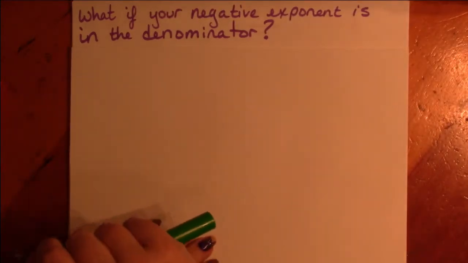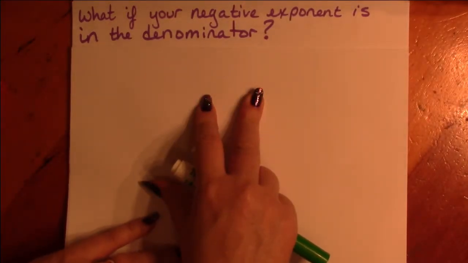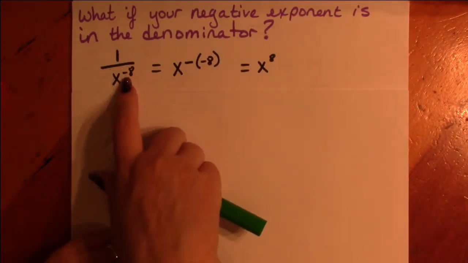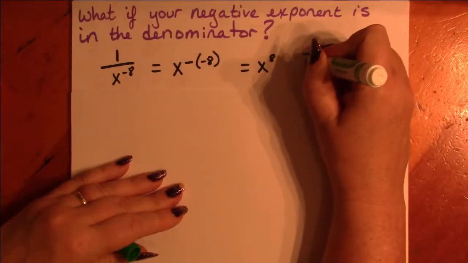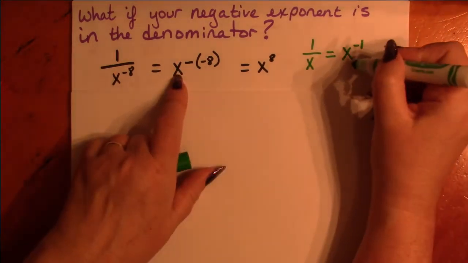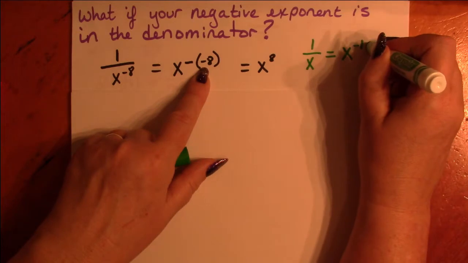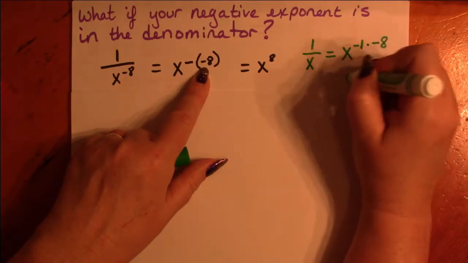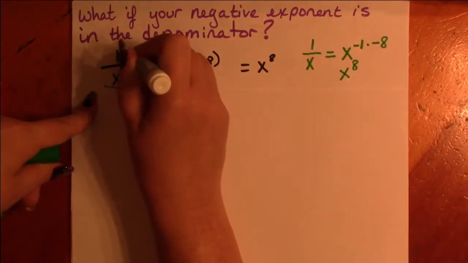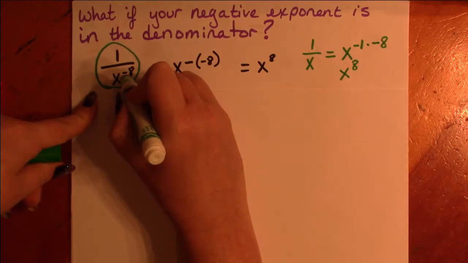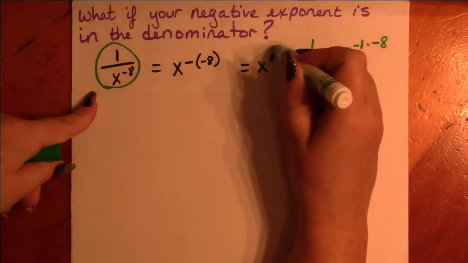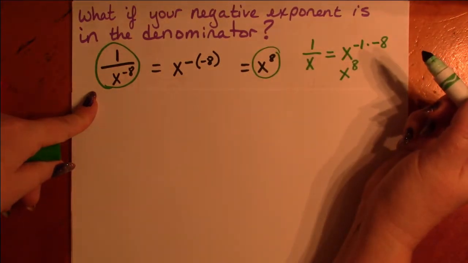What happens if your negative exponent is in the denominator? If we've got a problem like 1 over x to the negative 8, 1 over x is the same thing as x to the negative 1. So x to the negative 1 times negative 8 is the same as x to the 8. If you have a problem like this with a negative exponent down here and a 1 on top, you can just flip it and take that negative out. Let's try it again.